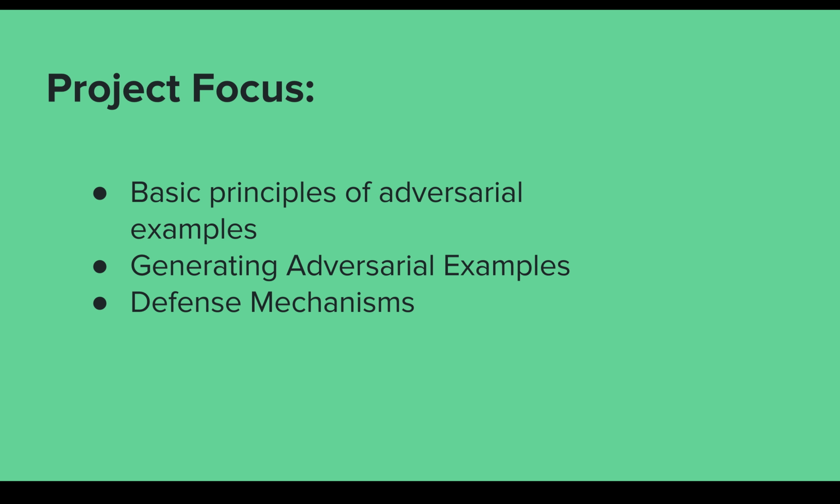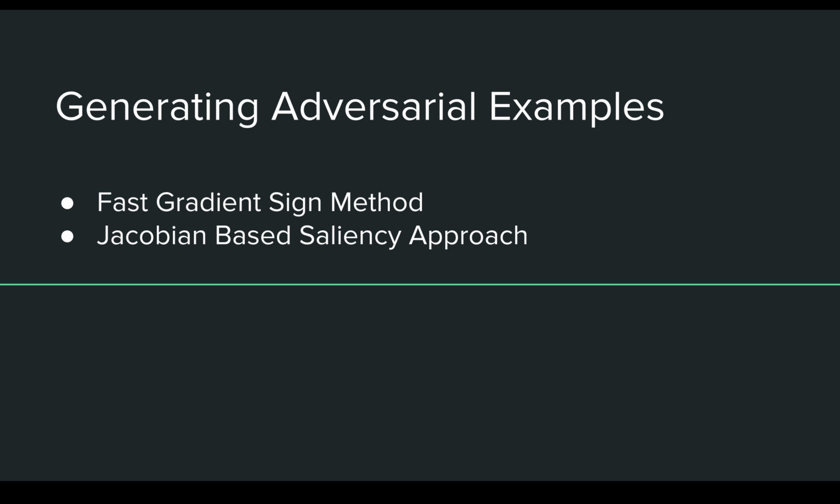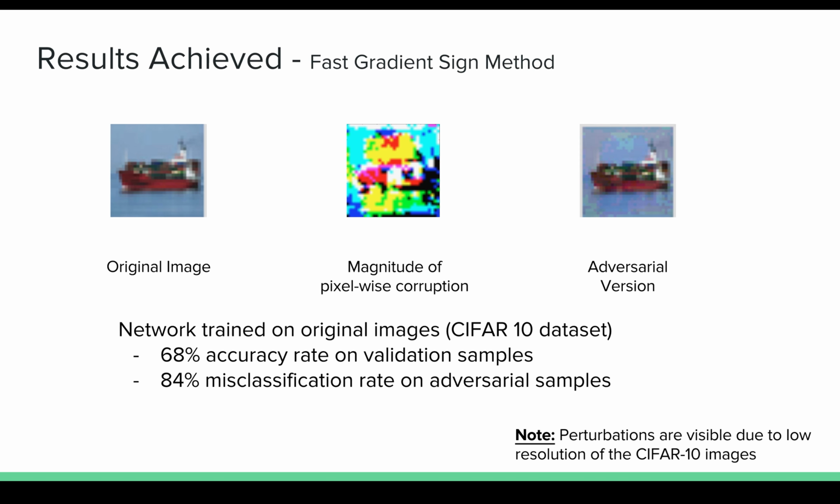In this project, we'll present a tutorial on the basic principles of adversarial examples, how to generate them, and possible defense mechanisms. We'll be implementing two attack techniques. The first one is called the fast gradient sign method, so called because it involves adding the gradients of the loss function with respect to each input feature of the image. Here, we can see an image from the CIFAR10 dataset and its adversarial version that we generated using this algorithm. We managed to achieve an 84% misclassification rate using this attack.